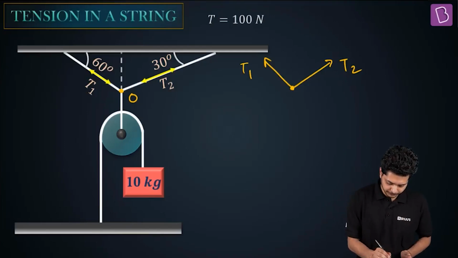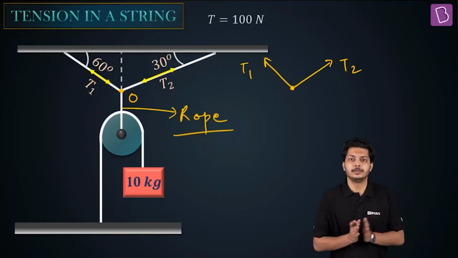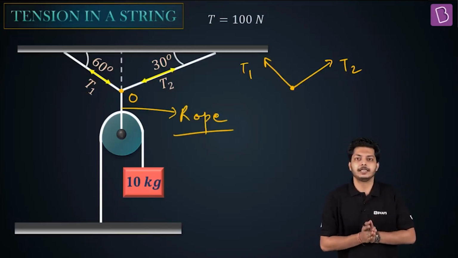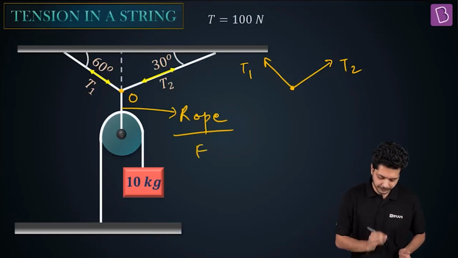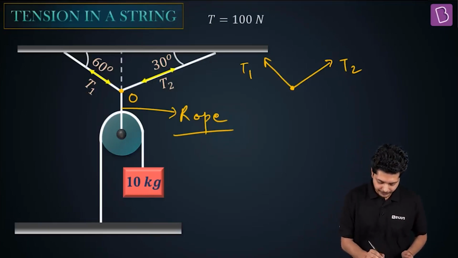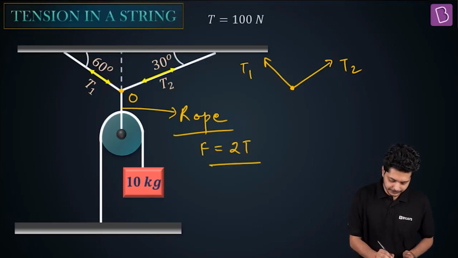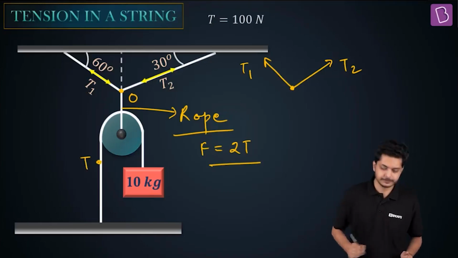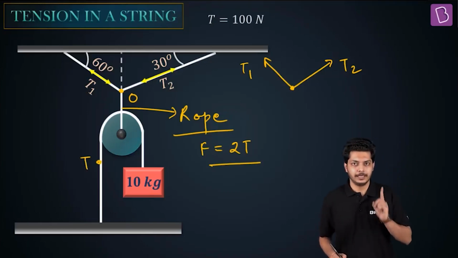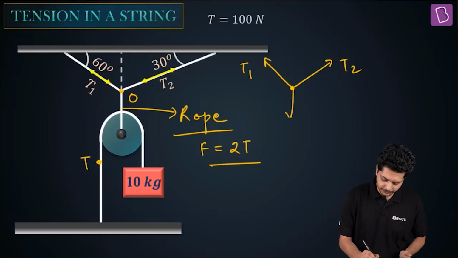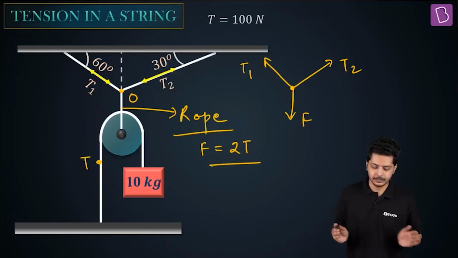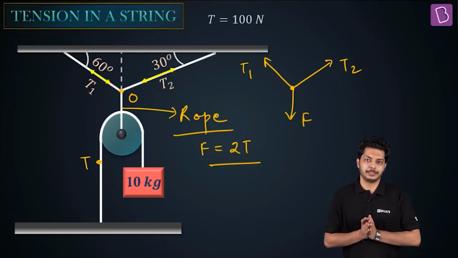Since this is a rope, there should be a tension, and we have taken the magnitude of tension in this rope as F. The magnitude of F is equal to twice the tension T, where T is the tension in this rope. We have arrived at this equation: F is equal to 2T. So we can say a force F is acting in the downward direction at this point.